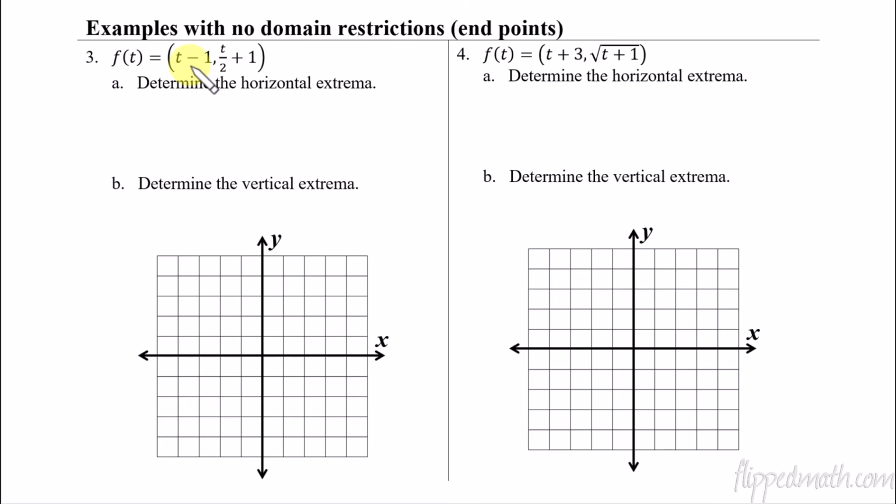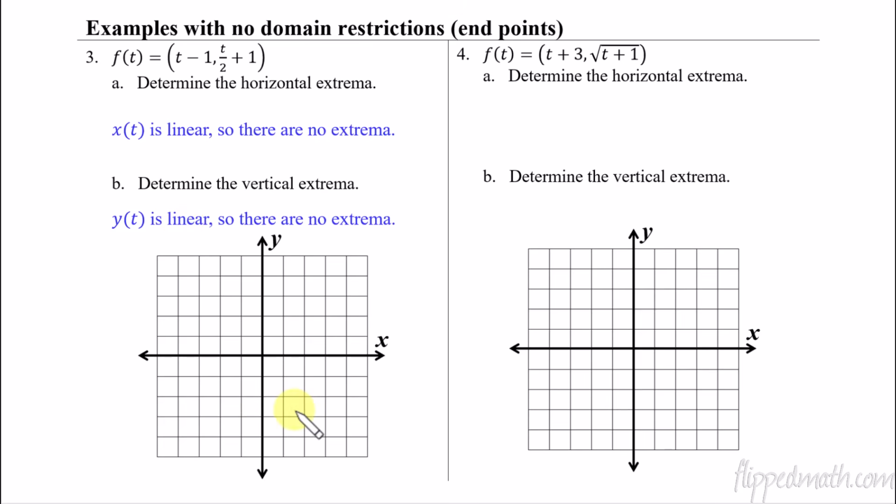think about this, the t minus 1, since it is a line, and a line is going to go on forever up and down, and so the horizontal extrema for this is that there are no extrema. X of t is linear, so there are no extrema. And if you look at y of t, it's the same thing. T over 2 is like 1/2 t plus 1. That's also linear. So we'd say that y of t is linear, so there are no extrema.